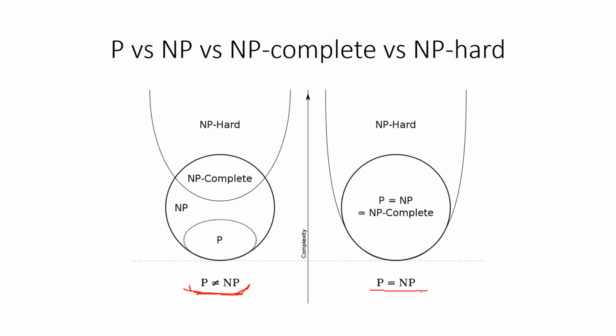And if P is equal to NP, then we would have this kind of diagram where all the problems that are in NP are also in P, and some part is NP-complete.